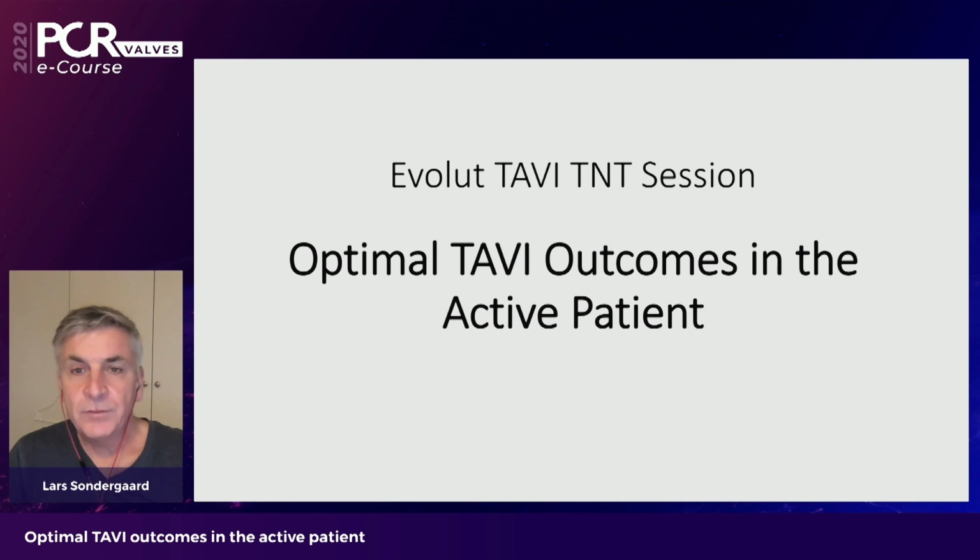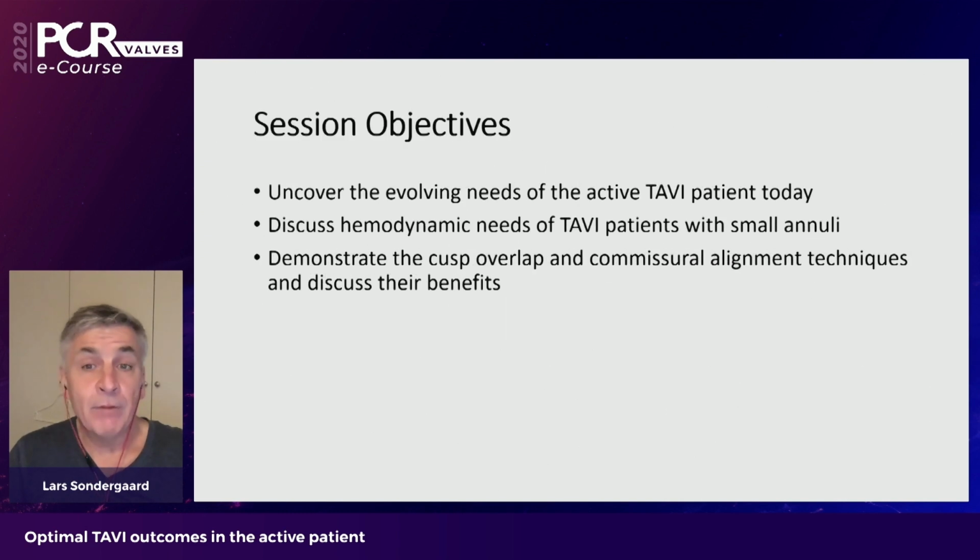The session objectives are to uncover the evolving needs of the active TAVI patients today, to discuss the hemodynamic needs in a patient with a small aortic annulus, and to demonstrate how to use the Cusp overlap technique to reduce conduction subnormality, but also to obtain commissural alignment, which is going to be discussed, the benefit of that.